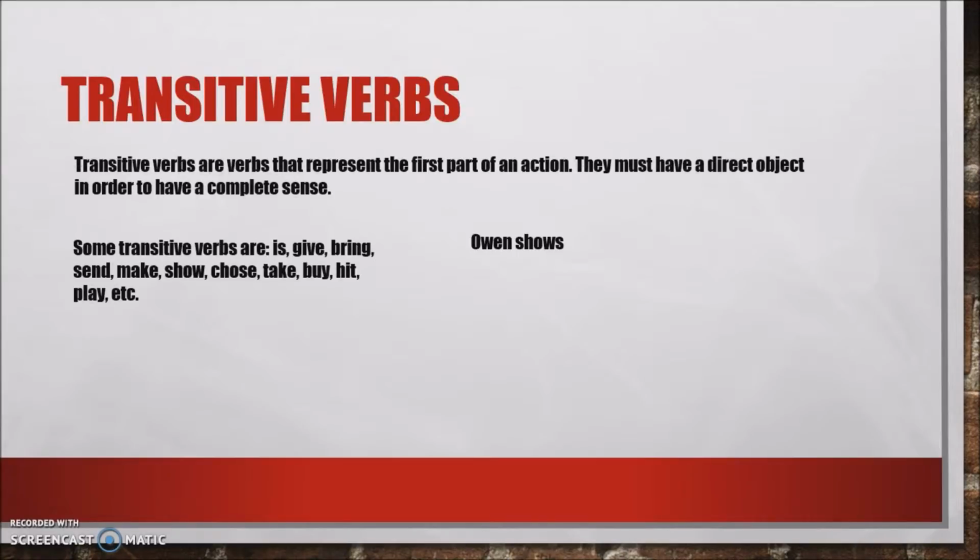Here we have an example. Owen shows. In this sentence, the meaning is not understandable, because Owen shows, but shows what? We don't know what he's showing. And in this other, Owen shows his paints, we can understand that he's showing his paints. His paints is the direct object. We need the direct object to understand Owen shows because it is a transitive verb. The direct object often follows a transitive verb.